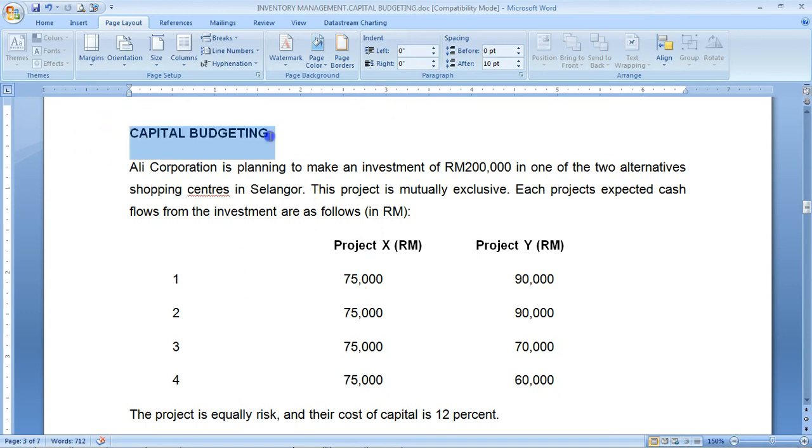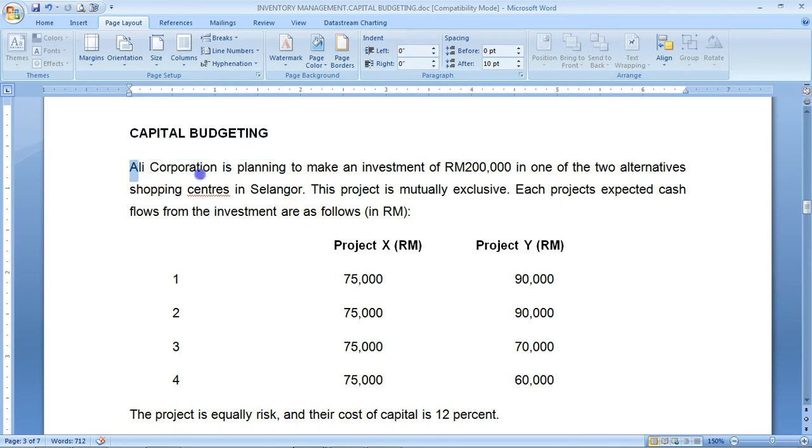Alright, today I will cover the topic of capital budgeting. What is capital budgeting? You have to make a decision to choose either one alternative, or you can choose both if you follow certain criteria. For your syllabus, I only cover three methods, which are payback period, net present value, and IRR. So read the question here on the screen.